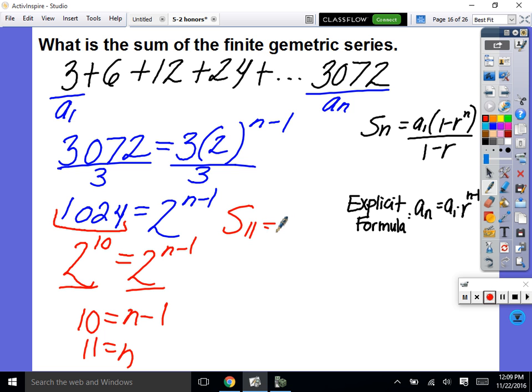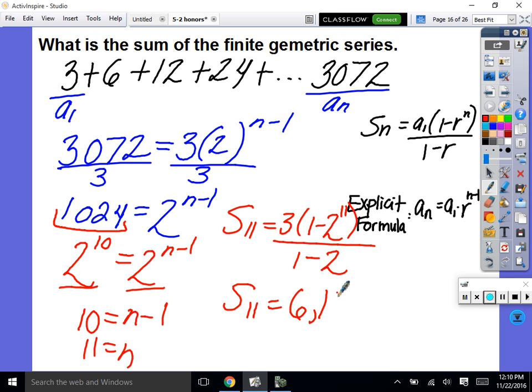Okay, so the sum of 11 terms is equal to a sub 1, which is 3, times 1 minus r, which was 2, raised to the 11th, and then all over 1 minus 2. So if you type that into your calculator, the sum of those 11 terms, I'm just going to tell you, is 6,141. Did everyone see how I had to first use algebra to find the number of terms we're summing up? We'll do that on the homework.